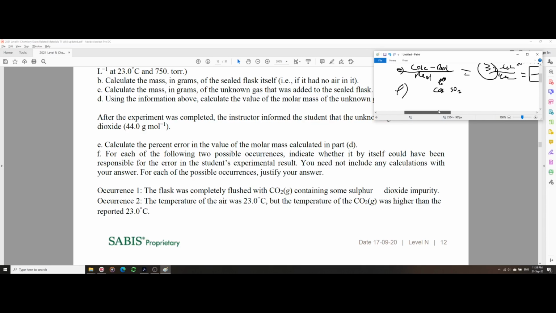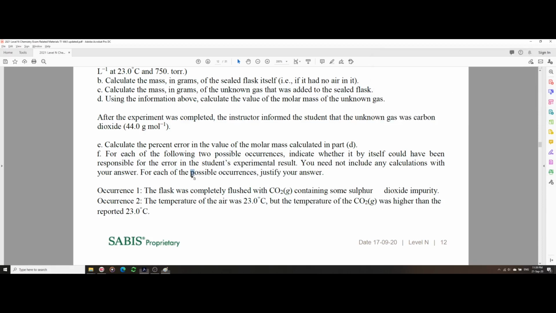So, what did we say? A slightly bigger molar mass. What do we have? Well, not exactly slightly, but it's less than the one we're supposed to get. So we have a contradiction. So occurrence 1 is not possible at all. It's the opposite. It's supposed to decrease.